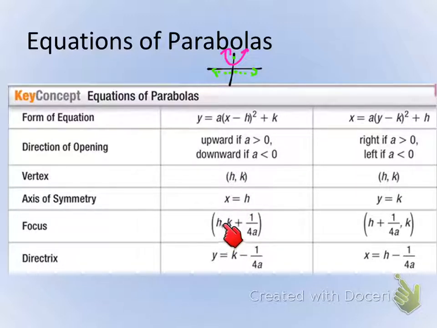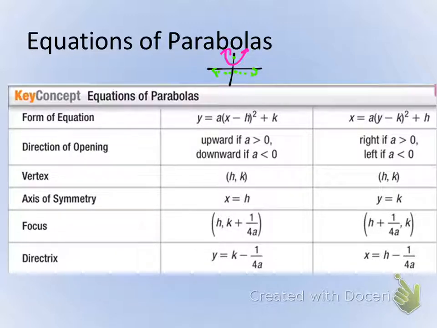Everybody good? Okay. The y-coordinate of your focus comes from the formula, whatever k is. The k of the vertex right there is how high up it is. And the distance between it and the focus is you add 1 over 4 times a. Where does a come from? The vertex form. The vertex form, good.